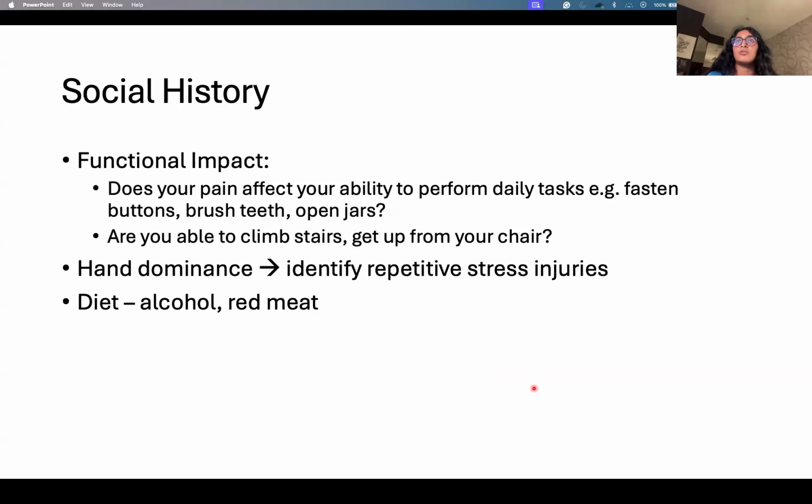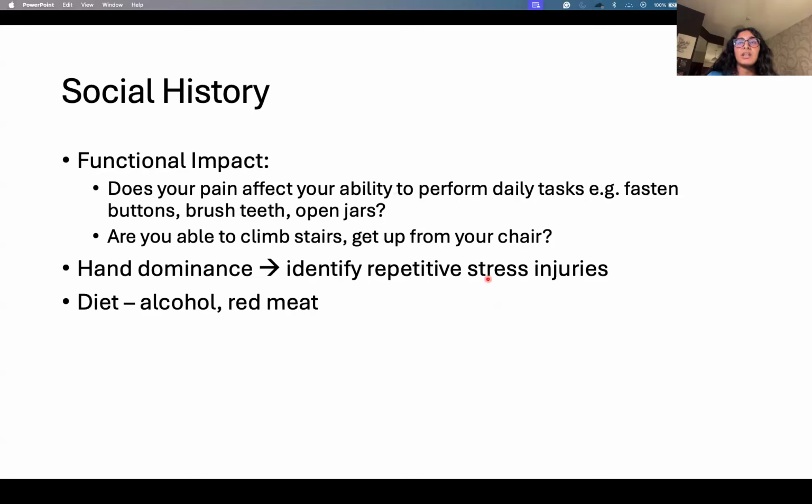And finally, social history. These are just really good questions to ask in an OSCE setting, because they show that you've taken in some of the questions that an actual clinician might ask. So think about assessing functional impact. Does the pain affect your ADLs? For example, are you able to fasten your buttons, brush your teeth, open jars? Try and figure out how this impacts the person. Are they able to climb stairs, get up from a chair? That helps you distinguish what type of muscles are being affected, like proximal muscles, or is it more distal muscles or joints?